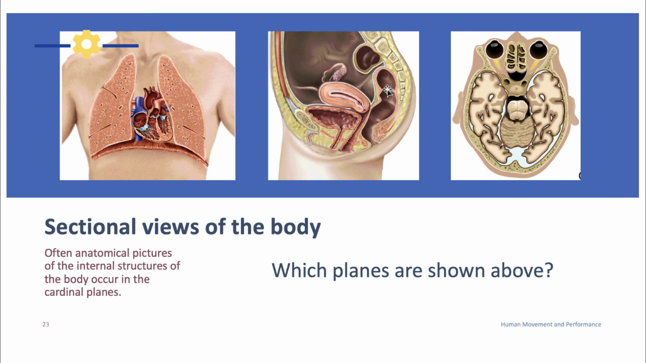What plane has this section occurred in? This would be a sagittal plane section because we've divided the body into left and right halves, and we've removed the left half of the body so that we can get an internal look at the female reproductive system, the urinary system, and so on.